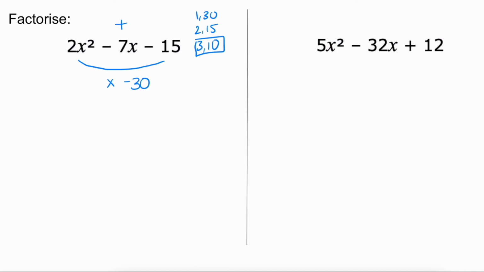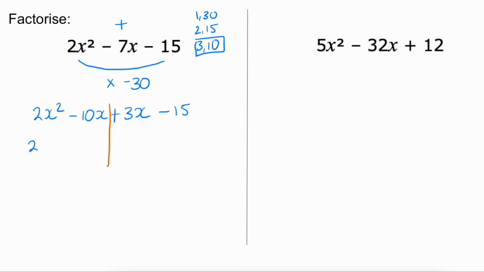So I have 2x squared when I rewrite it, and then instead of that minus 7x, I'm going to have minus 10 and plus 3, and that way I'll get the minus 7. So I need to be careful about which way round that minus and positive go. And then I have my minus 15 at the end. Then I split the question up, and I do my single bracket factorization.